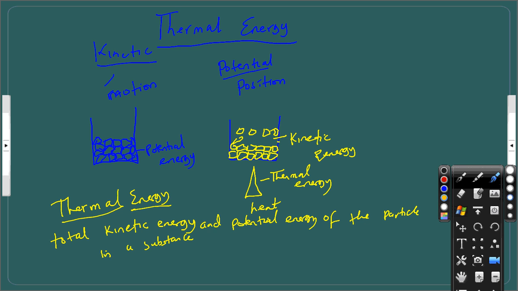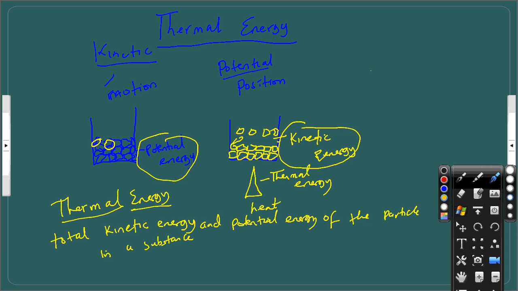Where we have this container here, this container has particles in it. These are the particles of the water in this container. And now the total potential energy and the total kinetic energy of the particles in this container is called the thermal energy. The total potential energy and kinetic energy in these particles is called the thermal energy.